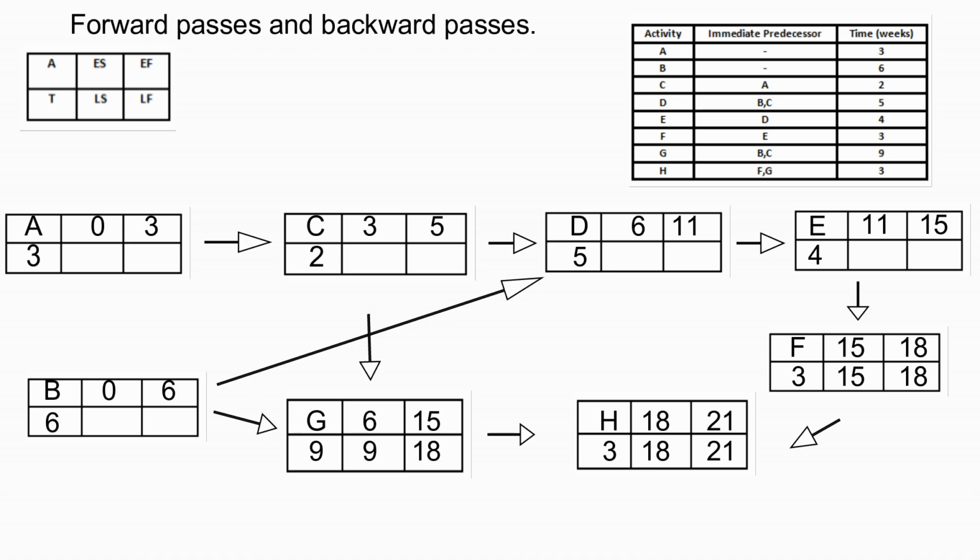Then we go to activity E, which takes the latest start from activity F, which is 15. So 15 minus 4 we get 11. For activity D, 11 minus 5 equals 6. Then activity C, minus 2 equals 4. Then the same for B.